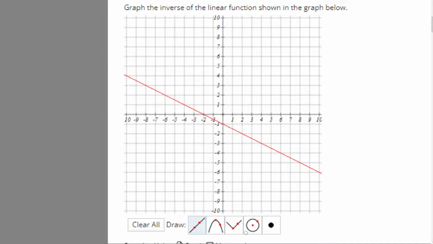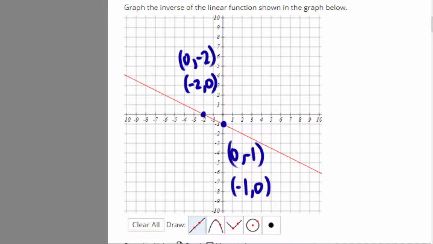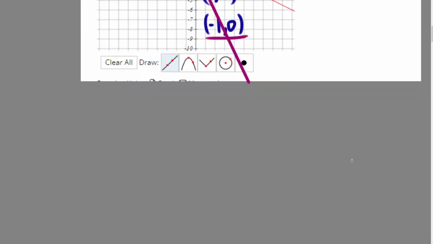We want to graph the inverse of the linear function shown in the graph below. I'm going to start by doing this. So we have negative 2, comma 0, and we have 0, comma negative 1. Now we can flip these points to negative 1, comma 0, and 0, comma negative 2, and we can graph those. So 0, negative 2 right here, then negative 1, 0 is right here. And then you can connect those 2 points. And in Lumen, you'll just draw it and it will do it for you. So that would be it.